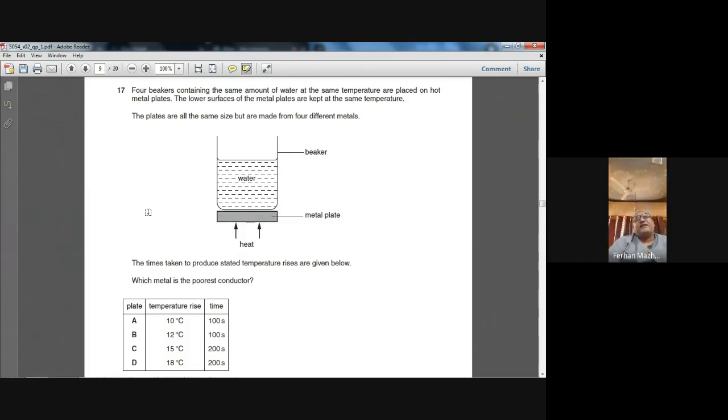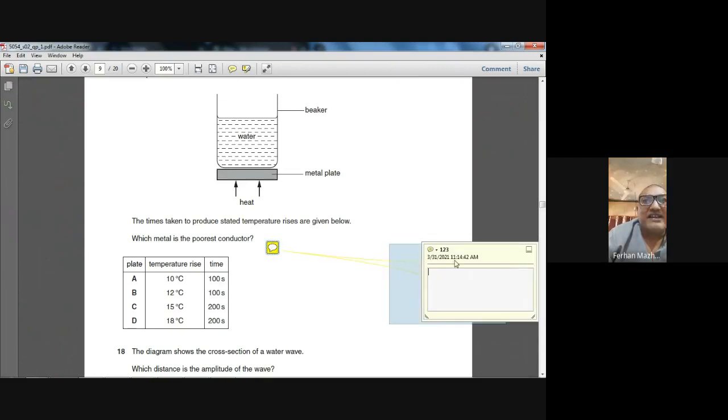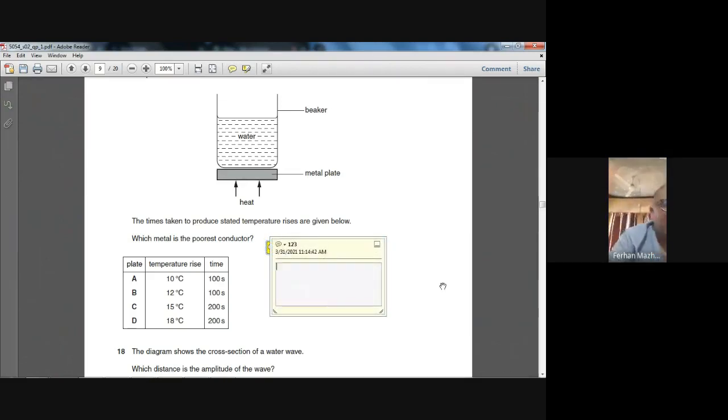See, it's a little more than what we are thinking. The temperature rises are different. So the poorest metal will be the one which will take the longest time for each degree. So how will I do this? Try to understand this technique. I am working out how I will get to know which one is the poorest conductor: the one which will take the longest time for each degree rise.